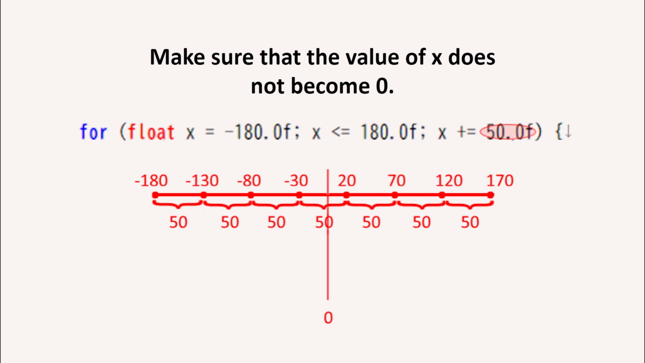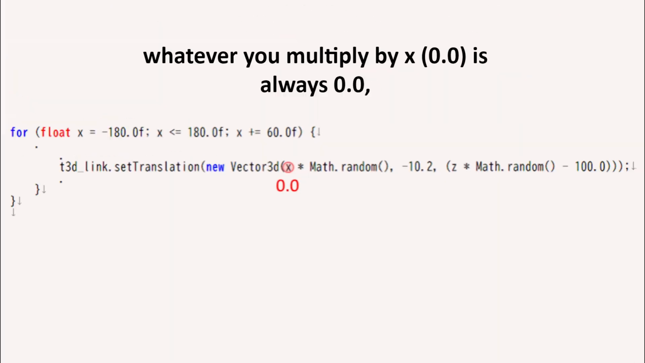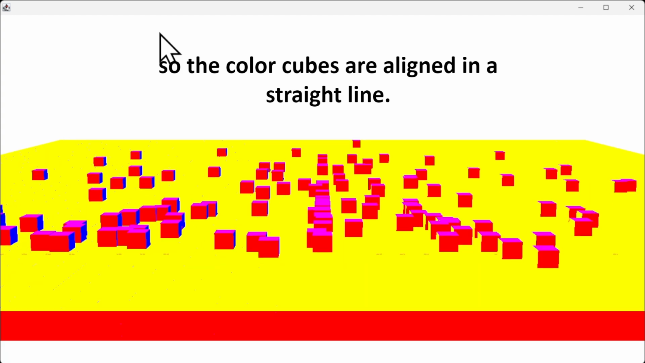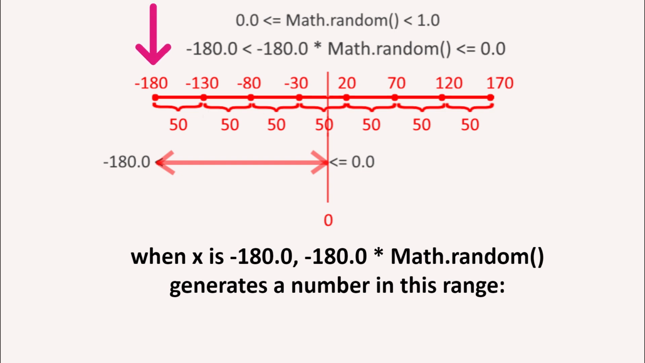Make sure that the value of x does not become 0. If x equals 0.0, whatever you multiply by x, 0.0, is always 0.0. So the color cubes are aligned in a straight line. Since Math.random generates a random number greater than or equal to 0.0 and less than 1.0, when x is -180.0, -180.0 multiplied by Math.random generates a number in this range.